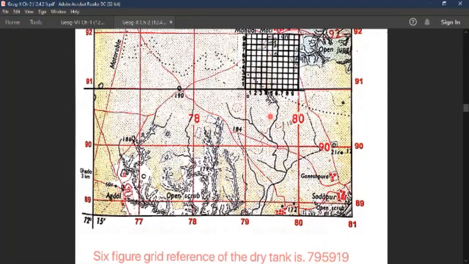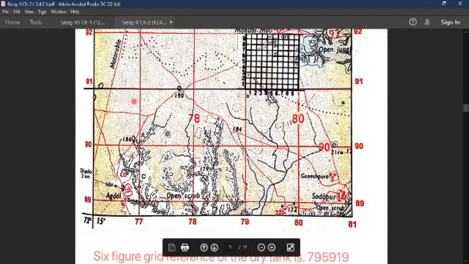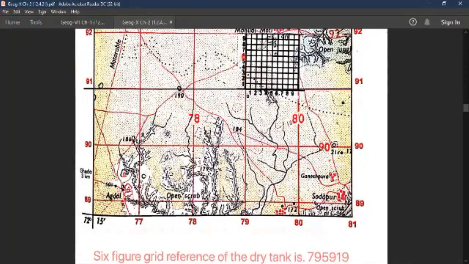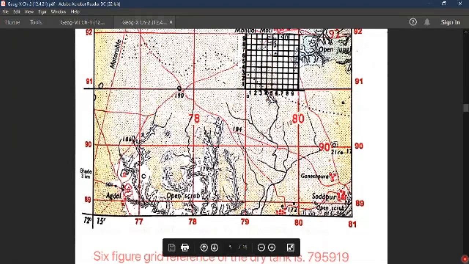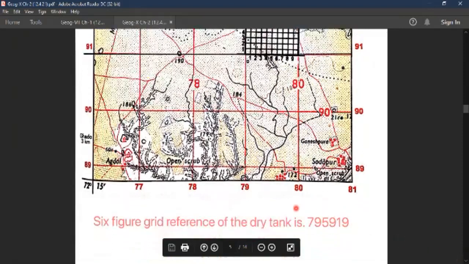Then we write the Northing. First, sorry, Northing. We are going to mention the Northing value here as 91, and then we count it further towards the north. So 1, 2, 3, 4, 5, 6, 7, 8 and 9. So almost at 9, here is the intersection point. Number 9, Northing, and number 5, the third value. Then the six-figure grid reference of the dry tank is 795919.